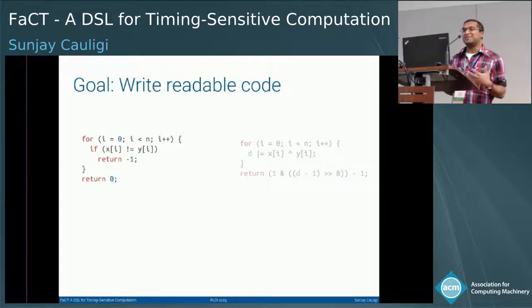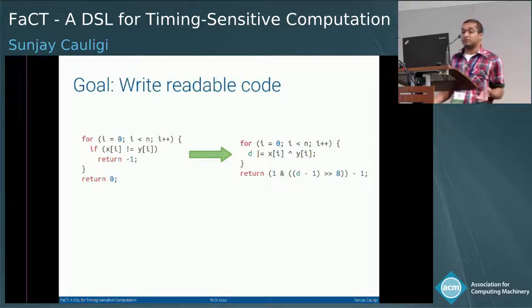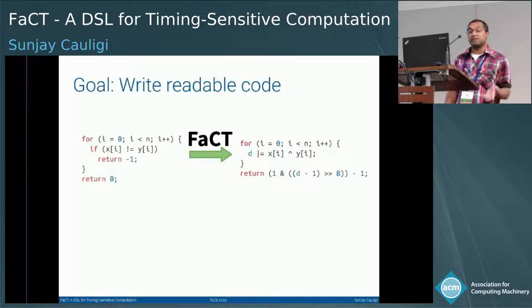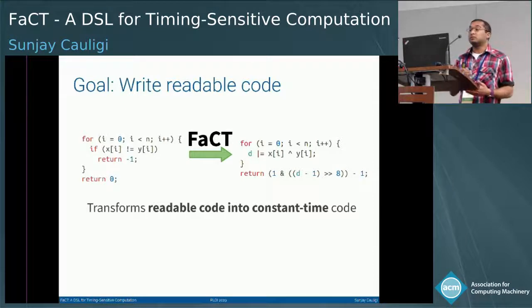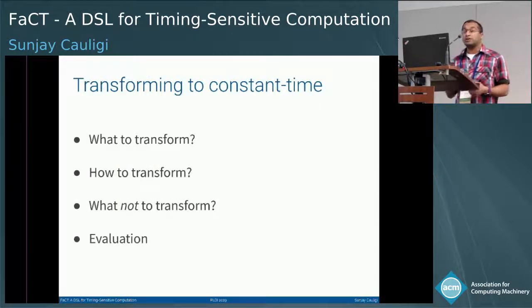So what we really want is to be able to write simple-looking code that expresses exactly what we're doing and have the compiler take care of producing the proper constant time output. This is what FaCT does. It's a language where you can write readable code and the FaCT compiler produces constant time output. In the rest of this talk, I'll tell you what exactly we transform, how we transform it, things we can't or don't transform, and finally, we'll evaluate whether FaCT is a useful replacement for constant time code.